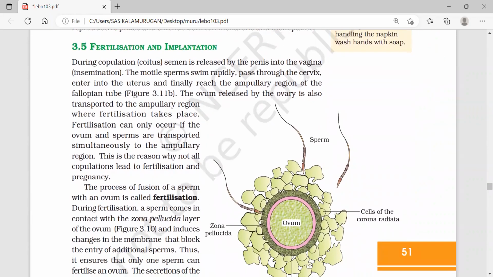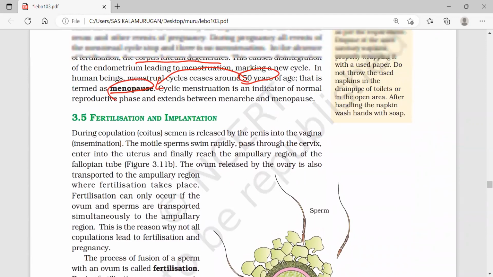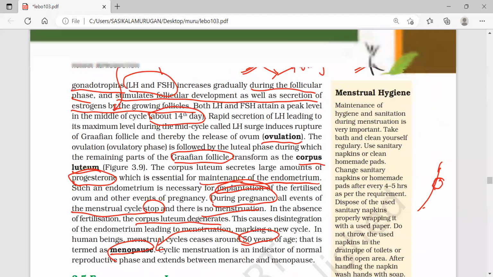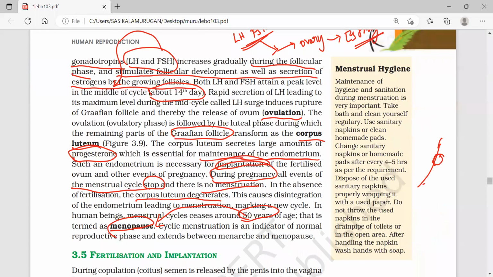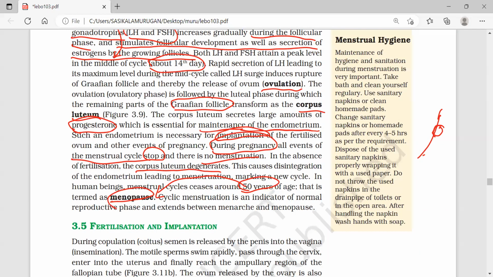What is the function of the corpus luteum, sir? The corpus luteum will secrete progesterone. That's what we discussed here. The corpus luteum secretes a large amount of progesterone. Progesterone is very important. It is essential for maintenance of the endometrium.